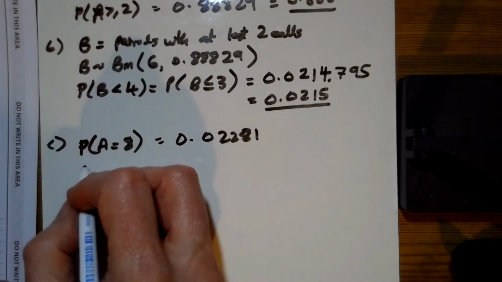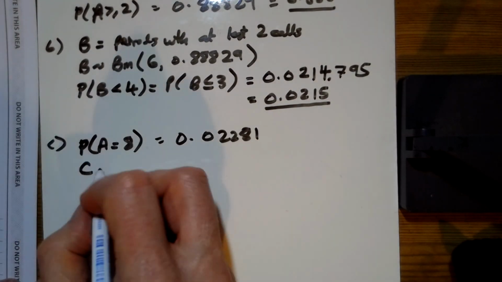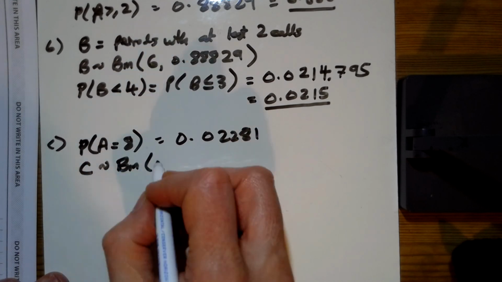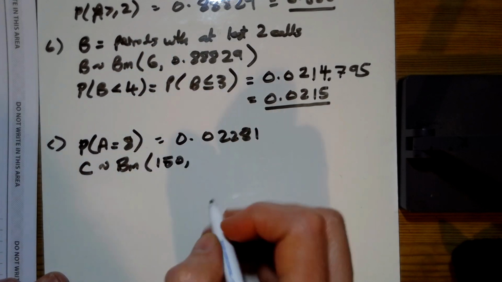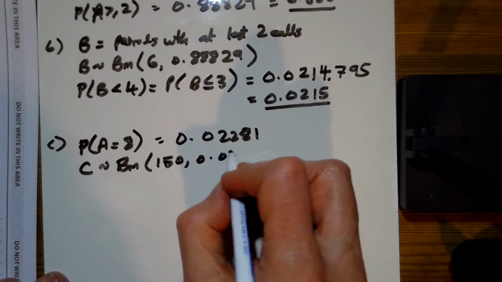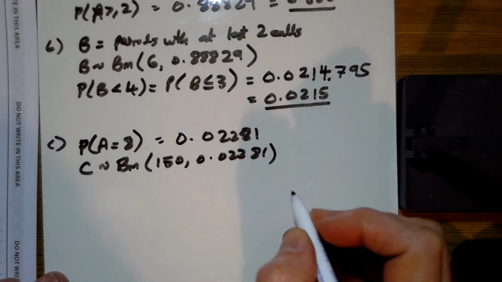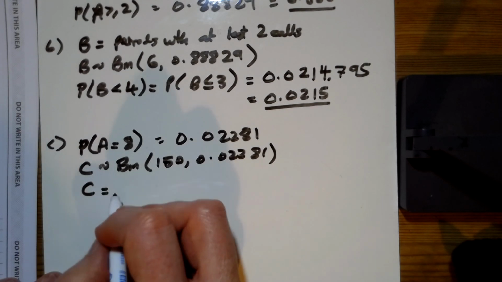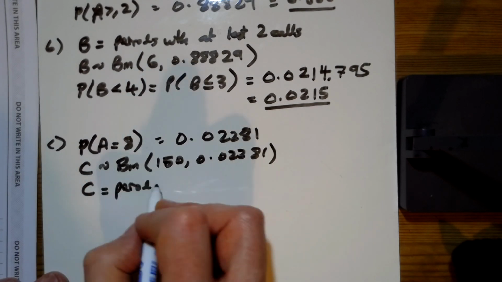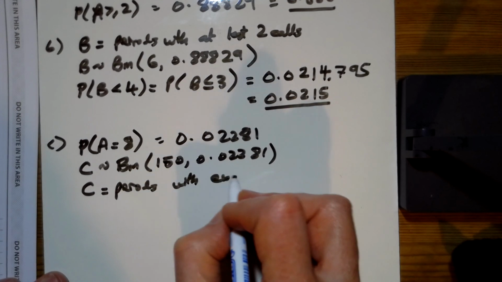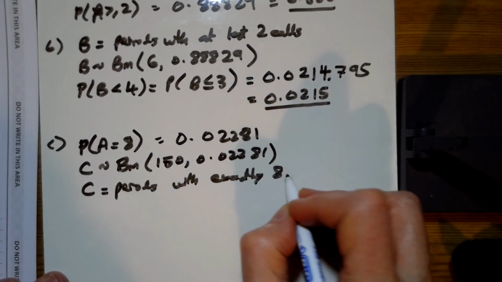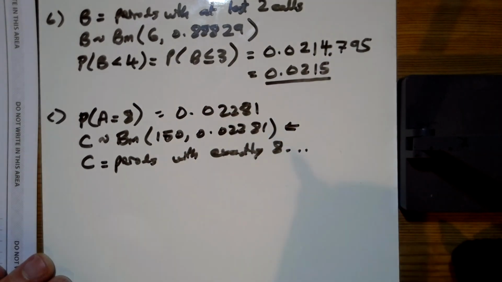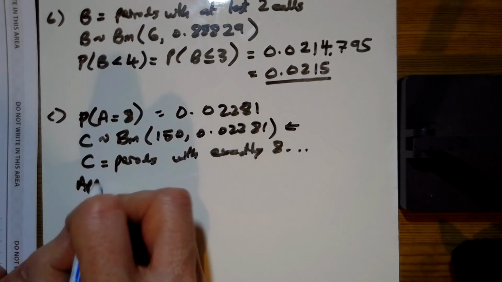But we are trying to do A, B, C. C is a binomial, and we've got 150, and the probability of it happening 0.02281. I've not defined what C is, have I? I should have said C equals the periods with exactly 8 calls. Now look, this binomial here, we don't actually want to do it, although we could. We want to use it as an approximation.